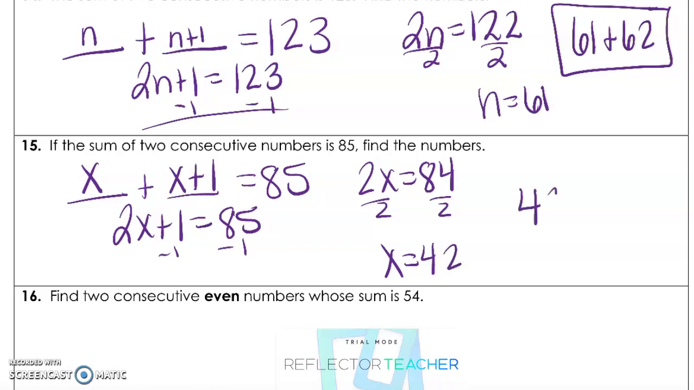So 42 and then 43. So you can write an and sign. You can write the word and. You can just put a comma. If it's more than two numbers, you're not going to want to write and a whole bunch of times, so you can just use commas.